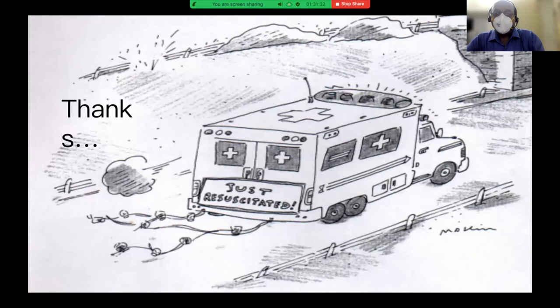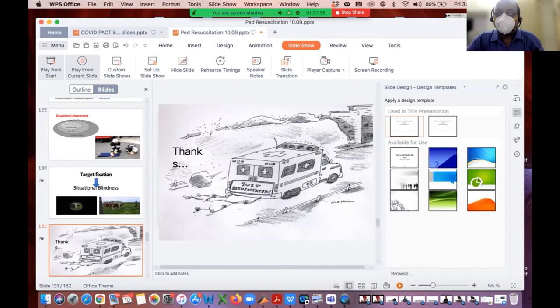We will see this team leadership, followership and team dynamics in our demonstration as well. So over to the simulation team in the simulation center. They are going to demonstrate CPR and arrhythmia management.